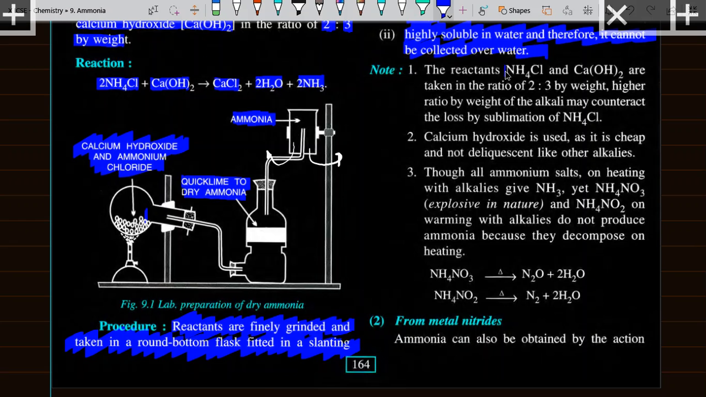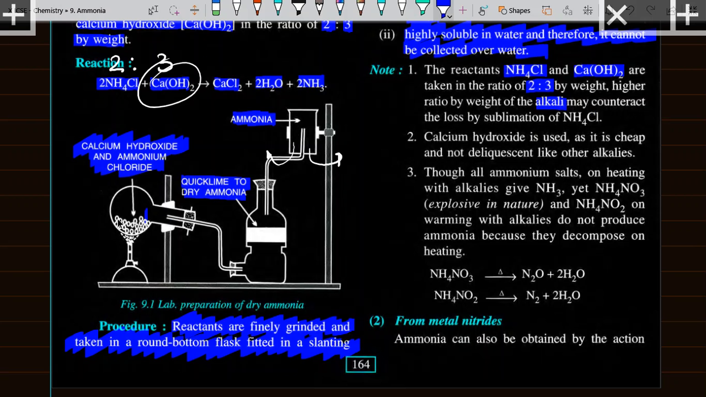The reactants NH4Cl and Ca(OH)2 are taken in the ratio 2:3 by weight. A higher ratio by weight of alkali, meaning calcium hydroxide over here, is taken. So this is the 2 ratio and this is the 3 ratio. A higher ratio of alkali is taken because it may counteract the loss of sublimation of NH4Cl.